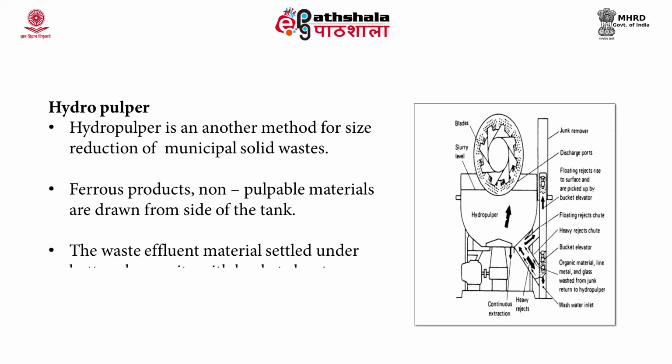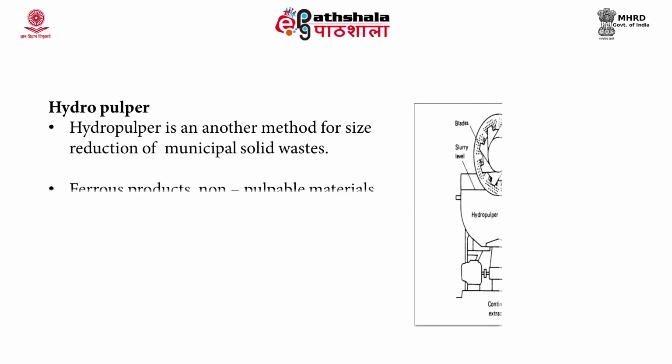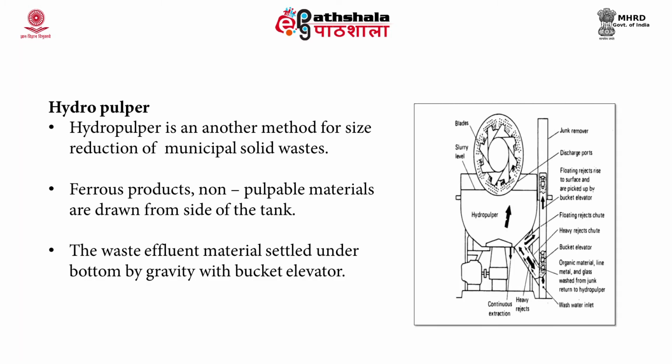The non-pulpable material, such as tin, metal, cans, are all pushed through a chute and ejected out. The ejected material is collected in a bulk elevator. The slurry which is collected at the bottom is taken out for further processing. This image shows a hydropulper. This is a second type of equipment which is used for size reduction.